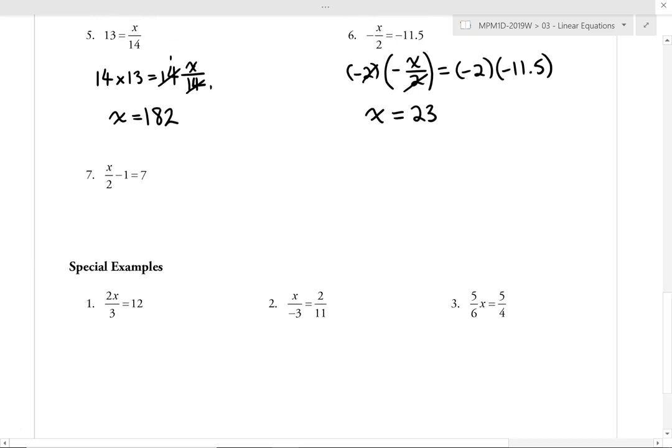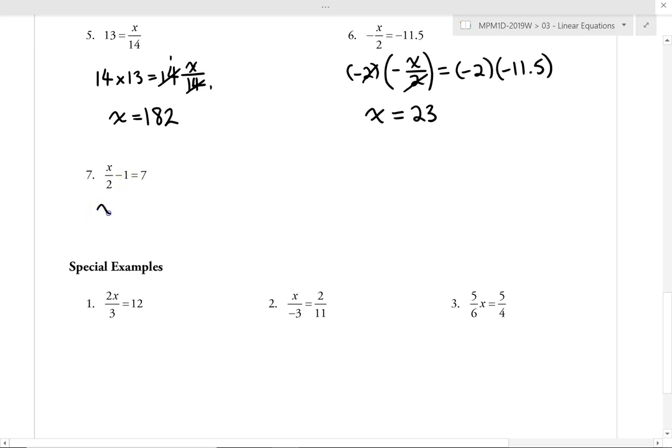So this time, notice how we have x over 2 minus 1 equals 7. And really, for this one, it's just a matter of, first of all, taking care of this little minus 1 first. This is kind of a preview of tomorrow's work. We'll do it quickly here, but we'll learn how to do this in more detail in the next lesson.